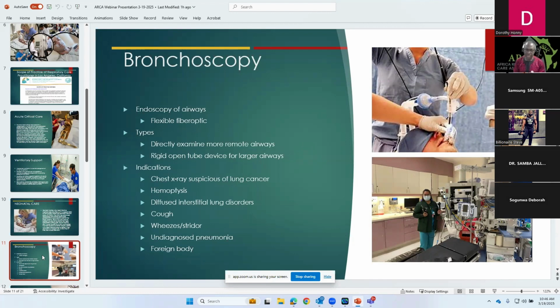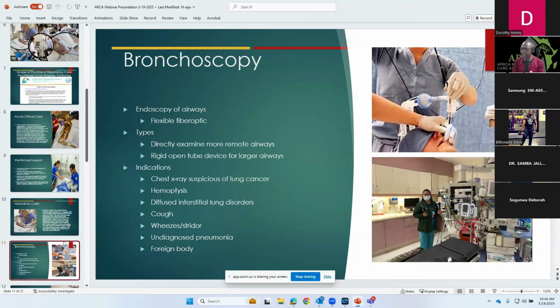Sometimes this could be used to help diagnose. We also have different things that could go down the scope. If there's a foreign material in the lungs, we have what's called a retrieval basket. It's a long wire that you can put down into the scope and use to pull whatever is down in the lungs out. It could be a mucus plug. It could be anything that you could think of. We could use a bronchoscope to go down into the patient's lungs to see what's going on.